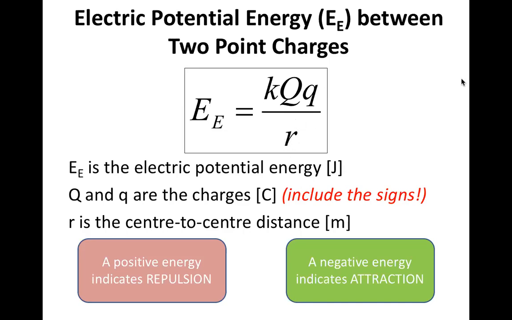So note that the force equations had r squared, but the energy equation has only r. And then the big difference here, EG had a negative. So it was always attractive. But with EE, we know sometimes it's repulsive and sometimes it's attractive, so you have to put in those signs. Positive times a positive gives you a positive. You have repulsion. Negative times negative gives you positive, also repulsion. And then if they're opposite, you get a negative and you get attraction.